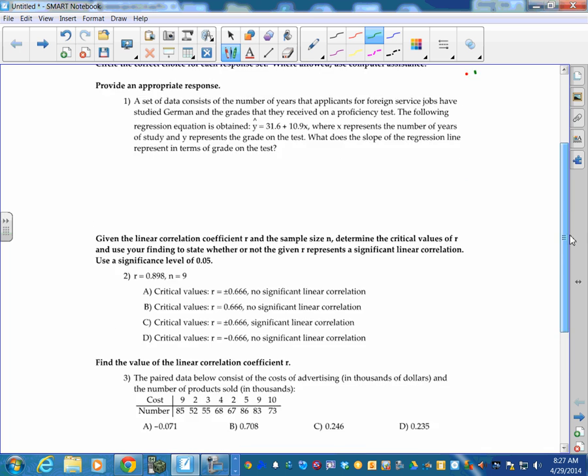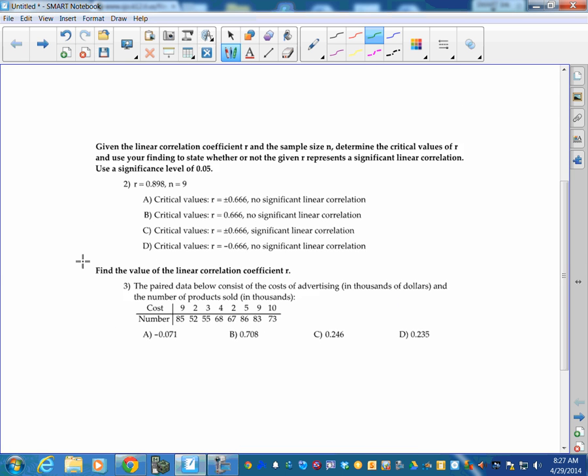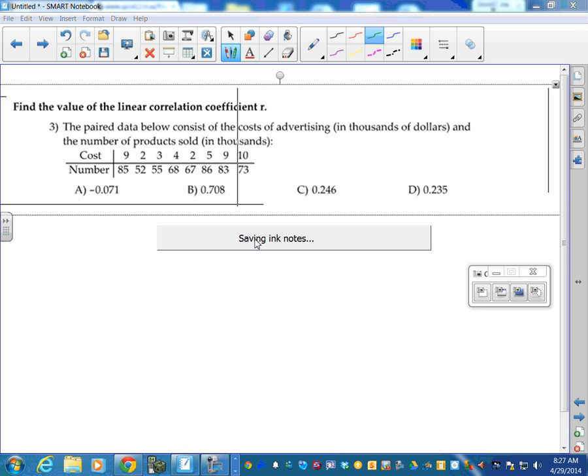1, 2, going to number 3. Why don't you give this one a shot at number 3 and see if you can find the value of the linear correlation coefficient R on your own. That means you, Wyatt. There you go. Rich, going to pick up a calculator also. Start typing things in.